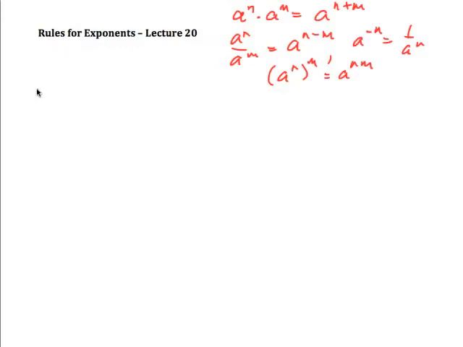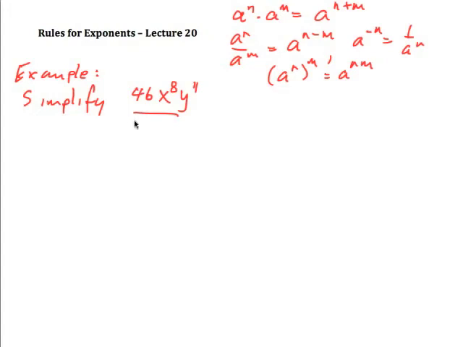Let's suppose that we want to simplify. So let's do an example. Let's suppose I want to simplify 46 x to the 8 y to the 11 over 4 x to the 12, and we have y to the 5.